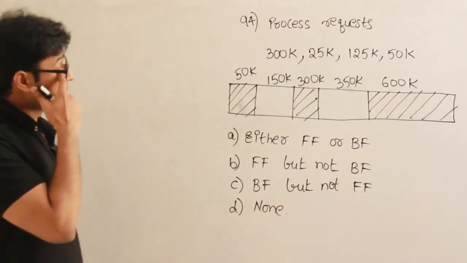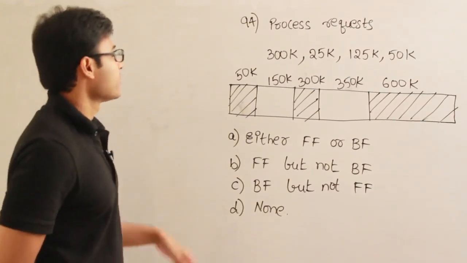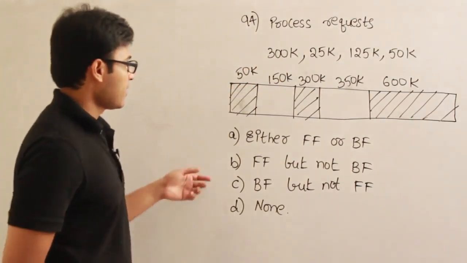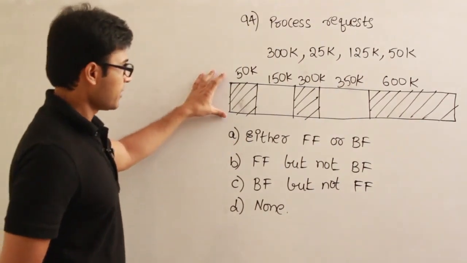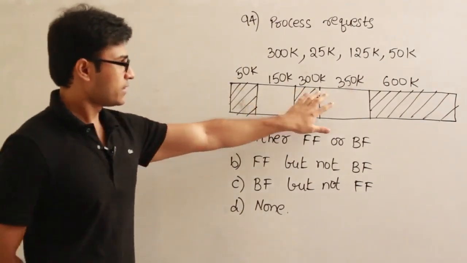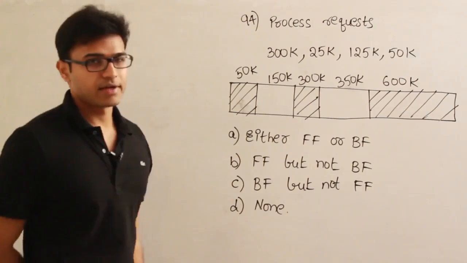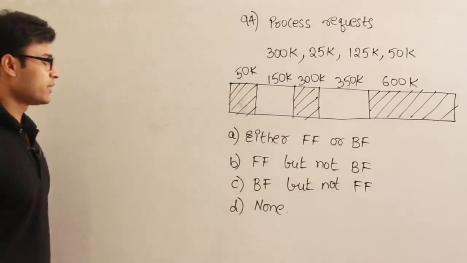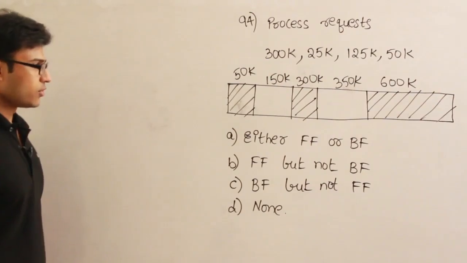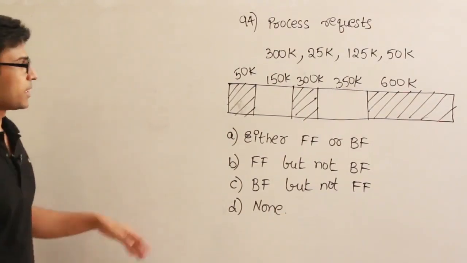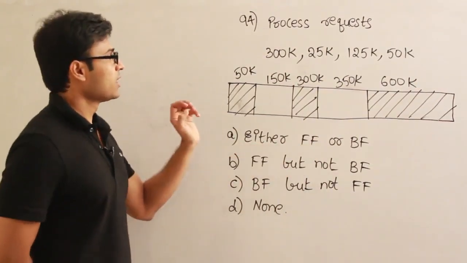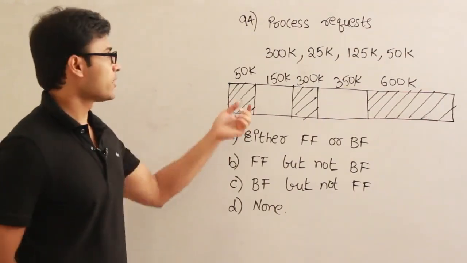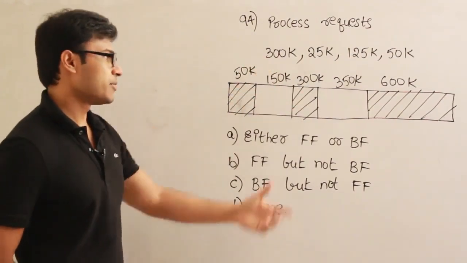Watch it. So it is asked in GATE 94. They are saying that we have process requests like this: 300, 25, 125, 50, and at some point in time we have holes like this, and then these are the processes, right? And they are saying that if this is the scenario, which one are you going to use, either first fit or best fit, which strategy will allow you to allocate all the processes some memory space.